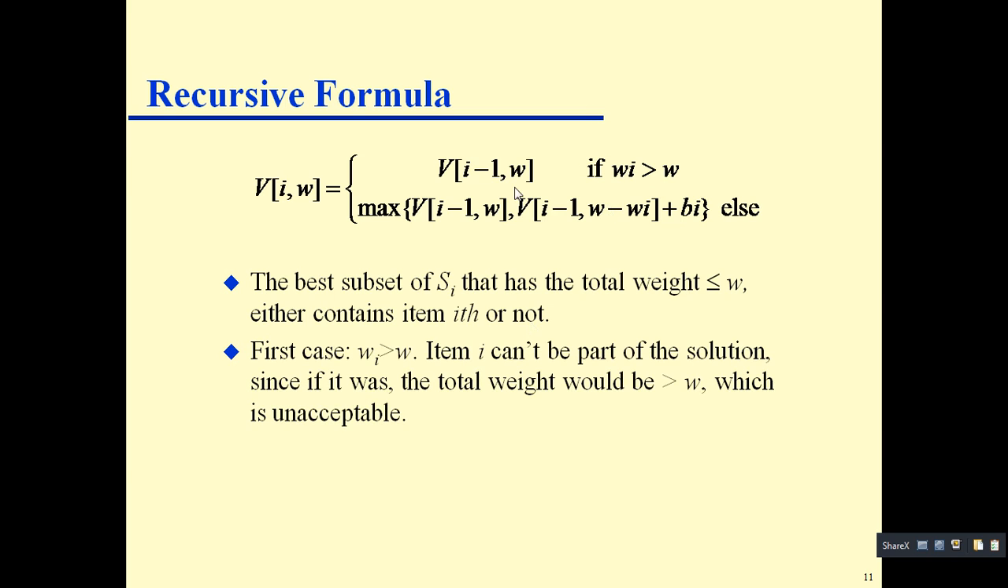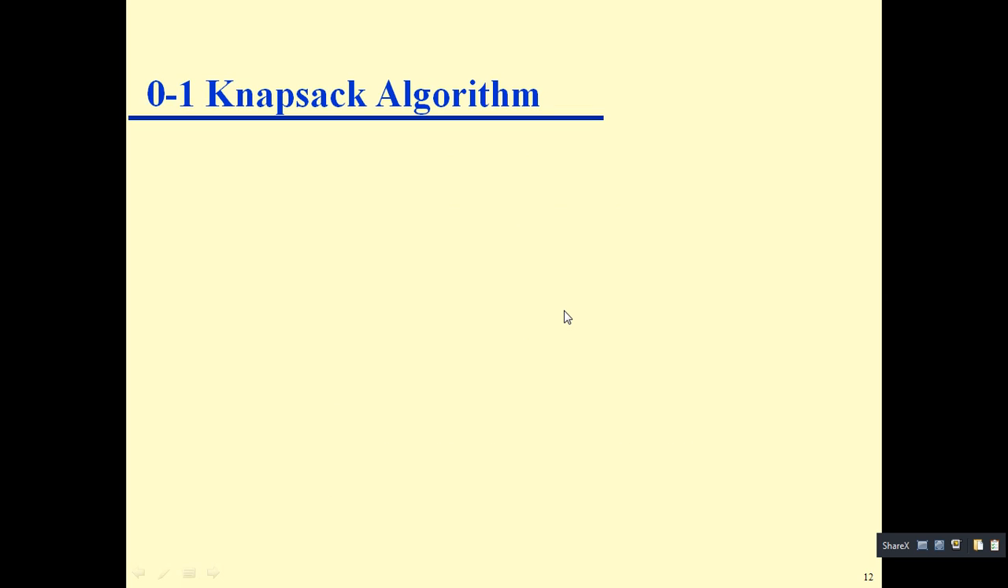The first case I have already told you: wi greater than w means item i cannot be part of the solution, so we have to just move one item back. And similarly in this one, if the ith item selection is allowed, then the cost is bi, and of the remaining i minus 1, either you can pick the ith item or you can pick the rest of the items. So this is the algorithm.